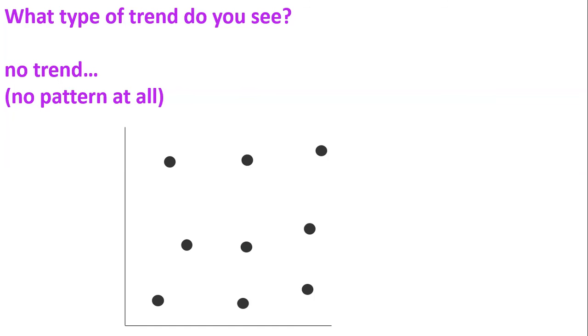Or we could be saying there's no trend at all. If the data is just randomly scattered and there's no areas that I can shade in or shade out, then that just means there isn't any trend. There's no relationship.